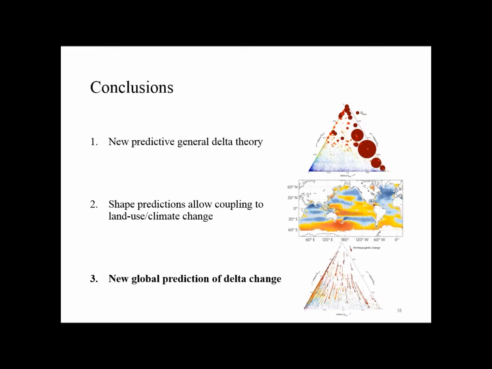So my conclusion is that we now have some new predictive general theory of delta shape cast in this Galloway triangle, where we know what delta shape we should expect based on where you are in terms of tides and waves. We can couple all these shape predictions to predicted changes due to land use and climate, and then combining these two data sets, we can make a prediction of delta change for all deltas at the same time. Thank you.